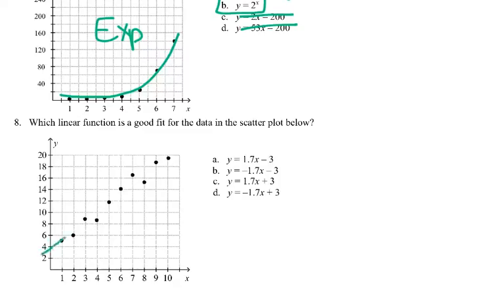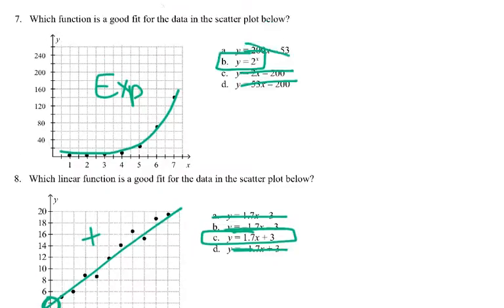Okay, number 8, it looks like a linear equation, okay? Now, my slope, it's going up, so it's positive, looks like a pretty strong correlation, right? So my slope is going to be positive, so I know that those negative slopes of negative 1.7 wouldn't work. My y-intercept would be somewhere around positive 3, so I know A wouldn't work, so it's going to be C, 1.7x plus 3. Okay, now you could put those scatter plots into your calculator and figure out which one would be the best as well, okay?